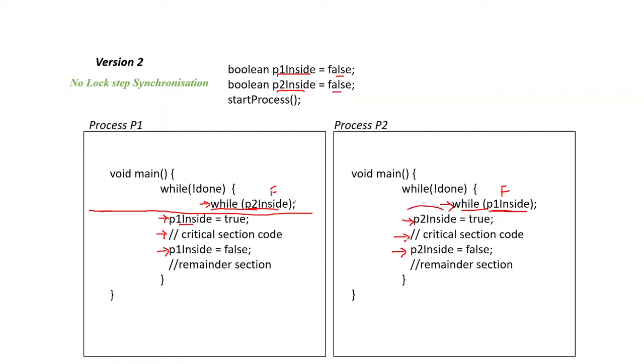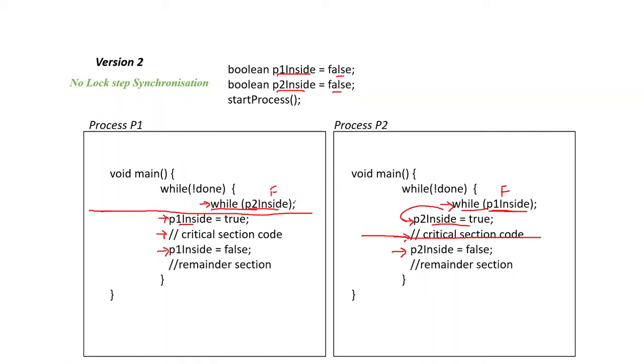Then it comes to this line of code, P2 inside, and it evaluates this line of code to be true. And after that, it enters into the critical section. So while, say, P2 is executing in the critical section, say the process gets suspended by the processor, and the processor again resumes this process P1.